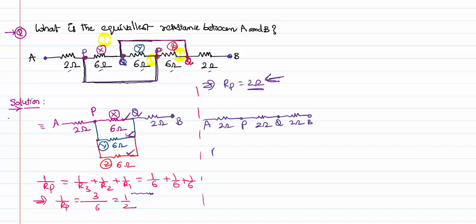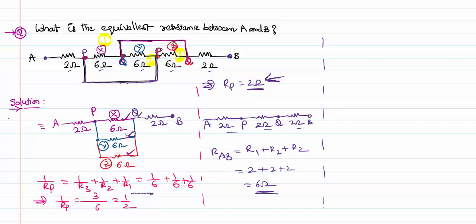Now we can see between A and B, there are 3 resistors in series. In series, the equivalent resistance is R1 plus R2 plus R3. That is 2 plus 2 plus 2, that is 6 ohms. And R AB is actually 6 ohms. This is how we have to solve this kind of problems.